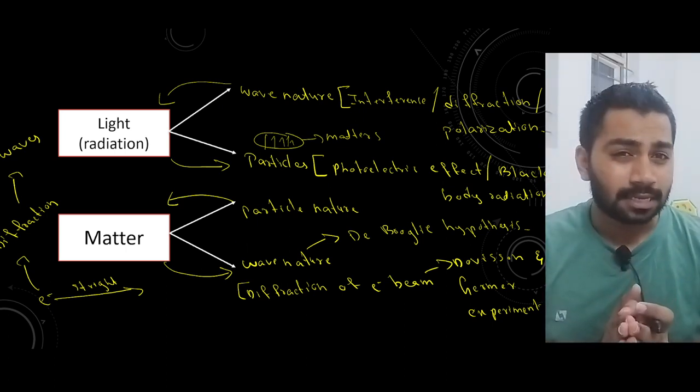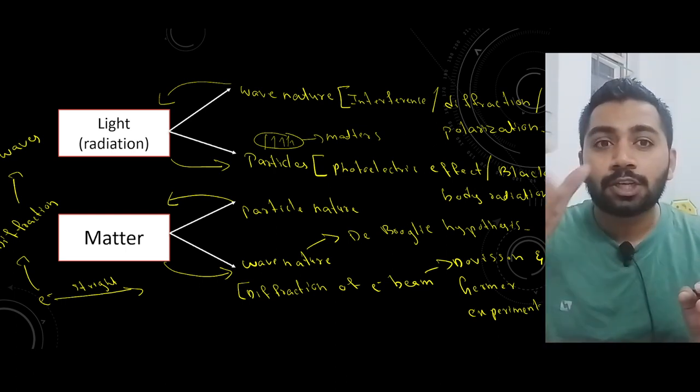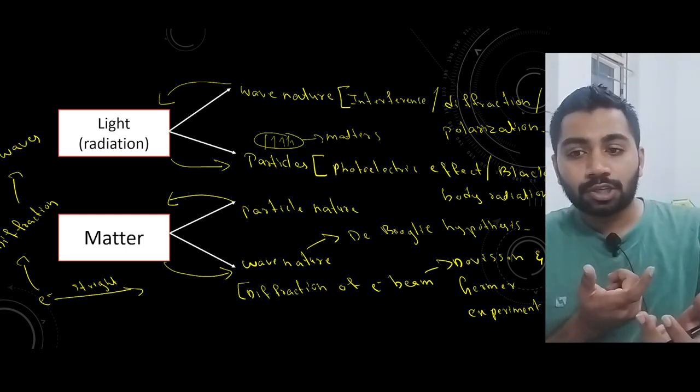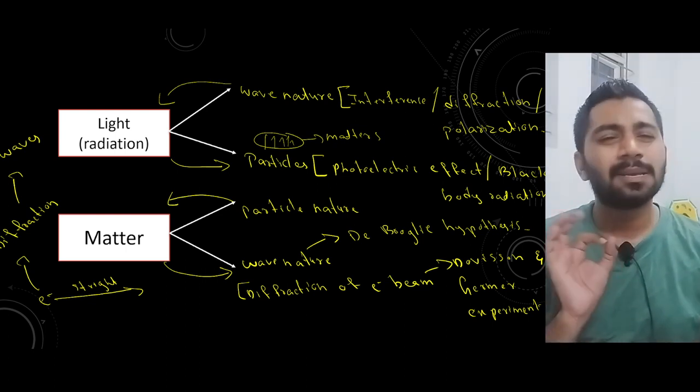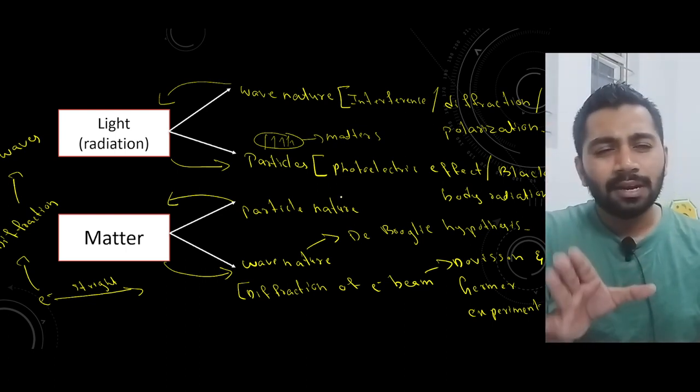What is the topic? What is the lesson? Dual nature of light and matter. Light has two natures. Similarly, matter has two natures. Both have wave nature and particle nature. Simple case. And this is our in-depth knowledge.